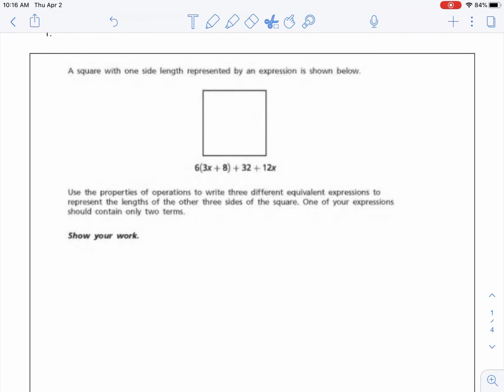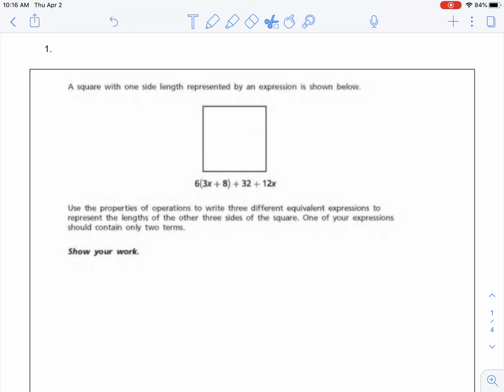Hey guys, so for this problem, it says a square with one side length represented by an expression is shown below. Use the properties of the expression to write three different equivalent expressions to represent the lengths of the other three sides of the square. One of your expressions should contain only two terms.